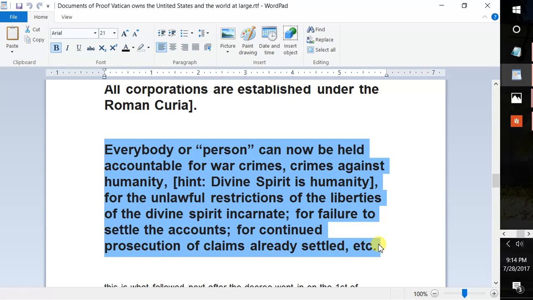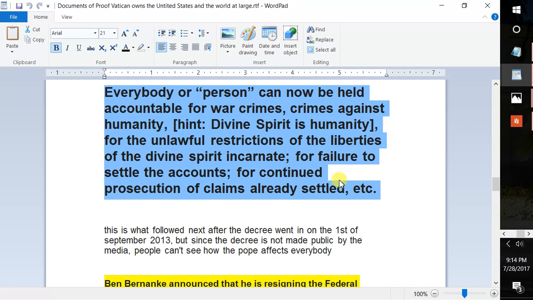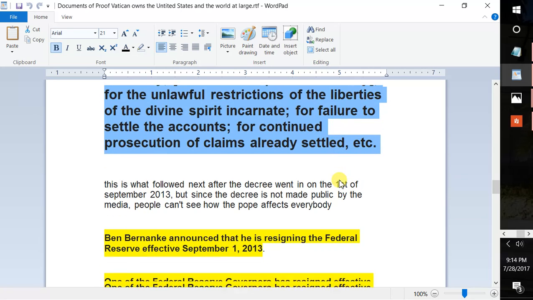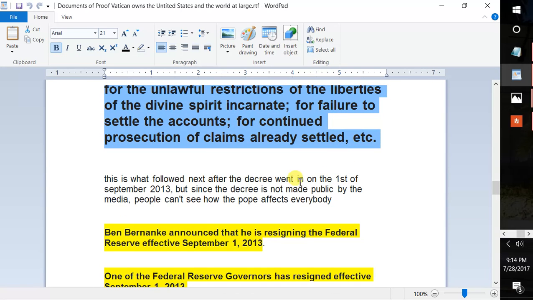I'm just going to put up a link, but I just thought it's something that you guys should notice, how the Vatican makes laws and it affects everybody. So when this law went into effect, what happened was that, let me just read it.